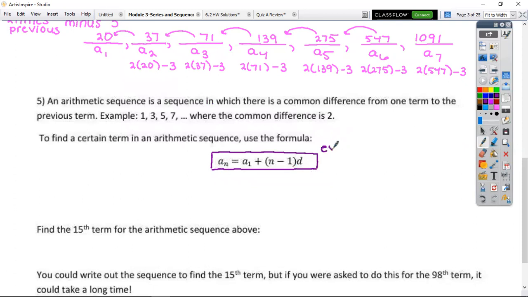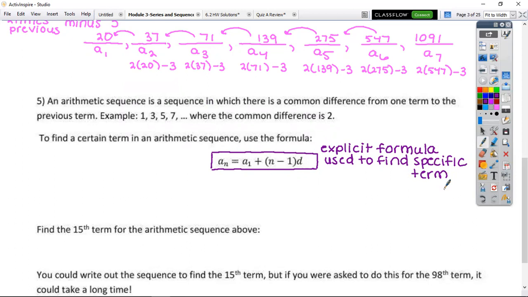We call it an explicit formula for an arithmetic sequence. And this is used to find a particular term. So this is used to find a specific term. Often it's faster than your recursive because you'll be given more information. Used to find a specific term.